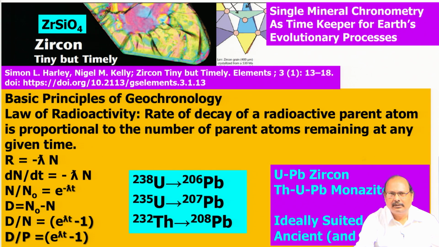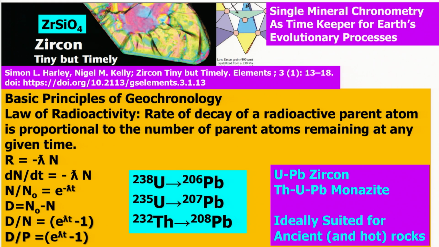One of the minerals, or several such minerals, which has given some very important information on this evolutionary history of Earth is zircon and monazite. I give you an example with a mineral called zircon. Its chemical composition is ZrSiO4, and it essentially acts as a chronometer used in geochronology, a timekeeper for Earth's evolutionary process. Particularly, it is extremely suited to date ancient and hot rocks.